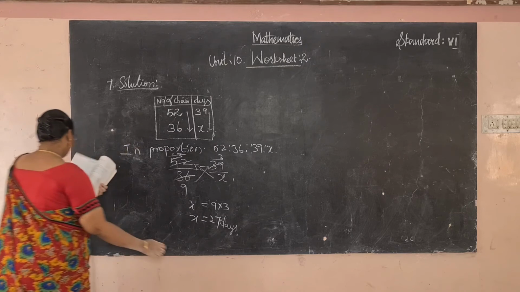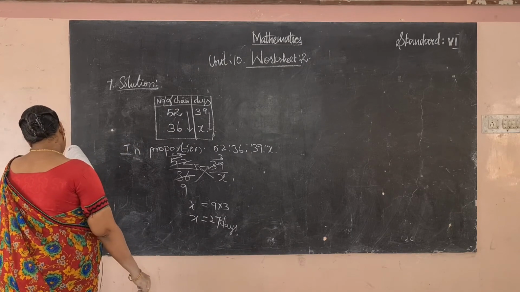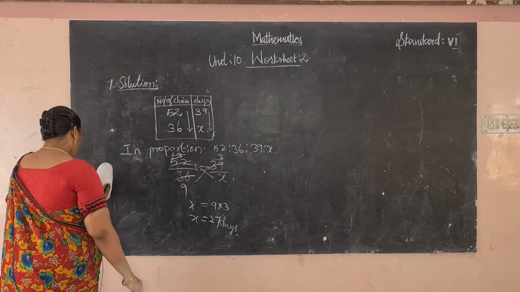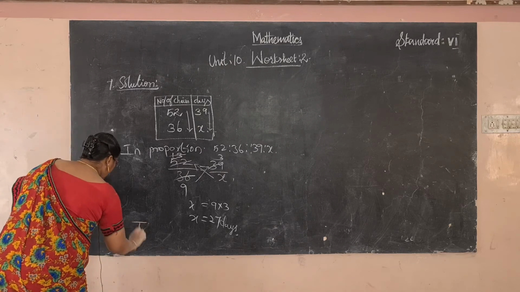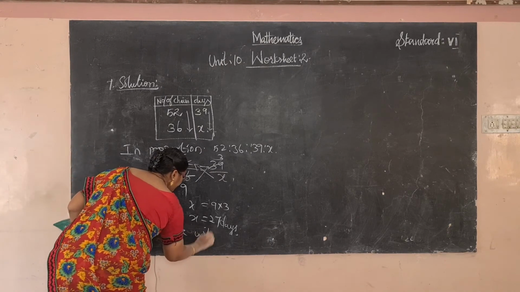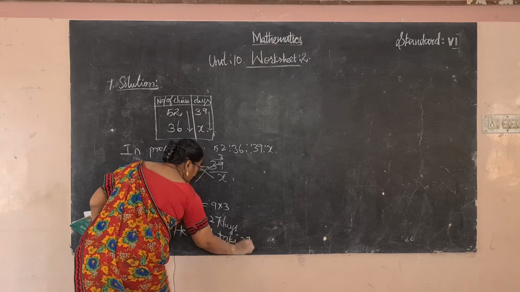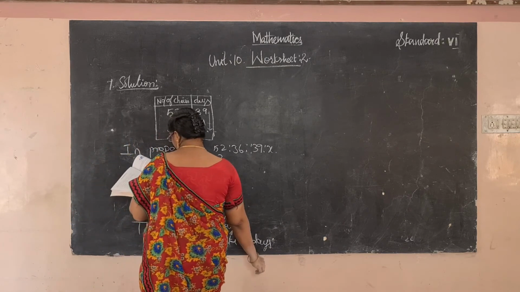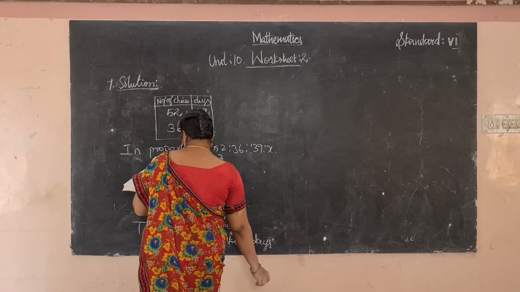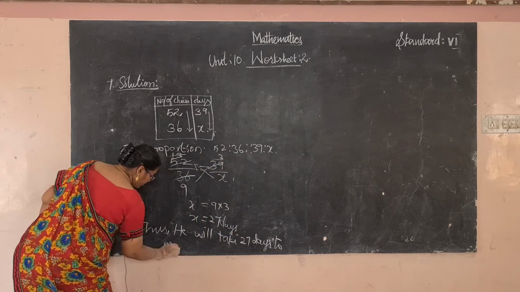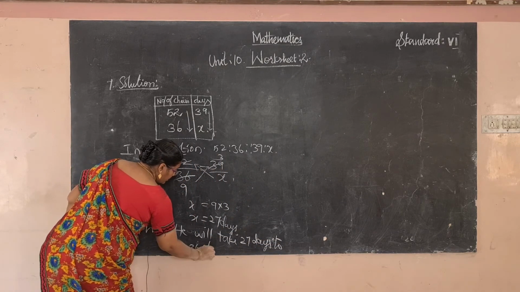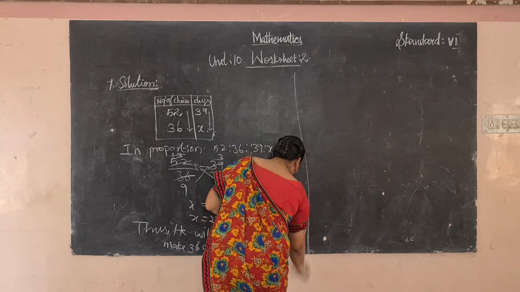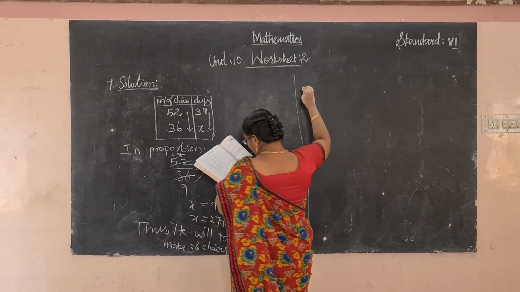Okay. How many days will he take to make 36 chairs? Thus he will take 27 days to make 36 chairs. Okay, right. Next, 8th one.